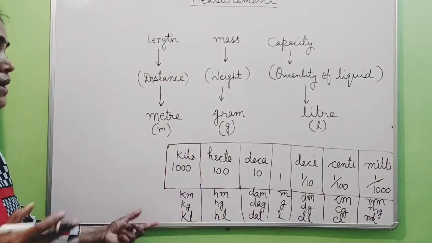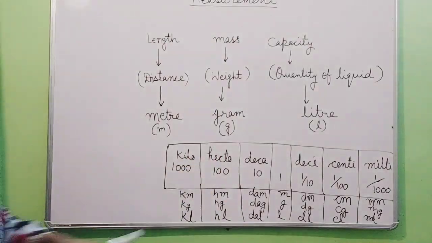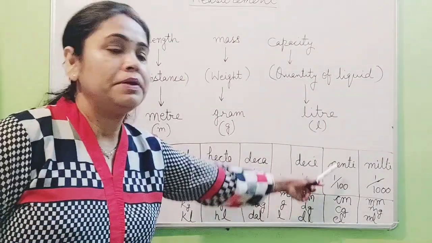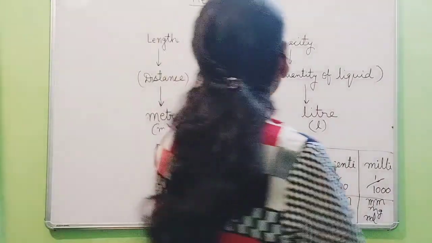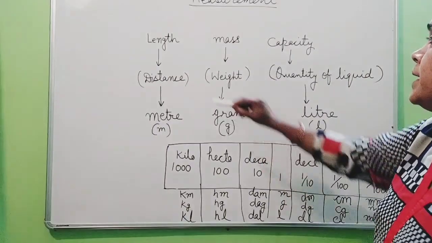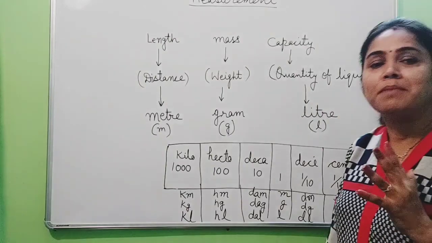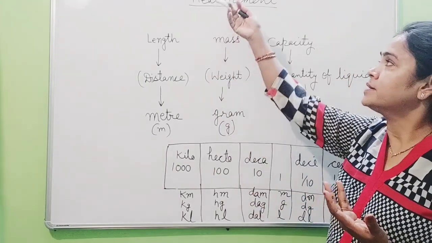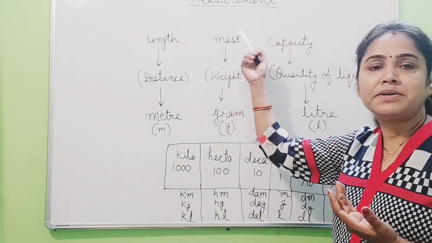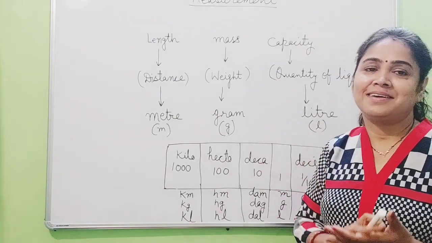So what actually are we doing? We are just using these prefixes before the standard unit, for all the units of measurement, including length, mass and capacity. So you have to keep this in your mind, and then in my next video I will explain separately how we will convert measurements of length, mass and capacity into a smaller unit or greater unit.